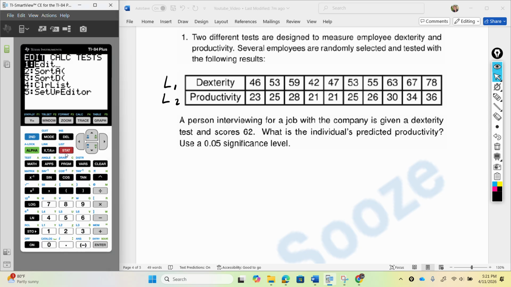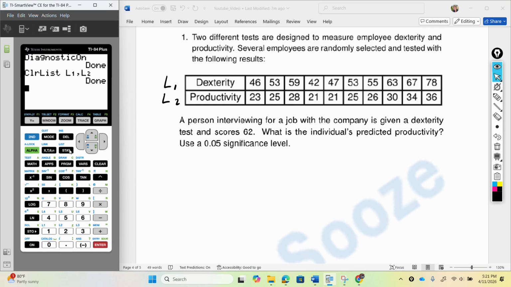So I need to come here to stats. If I press enter, I've got some old data, and I need to get rid of that. I can't just overwrite it. So I'm going to press stat, come down here to clear list, and then second 1 comma second 2.